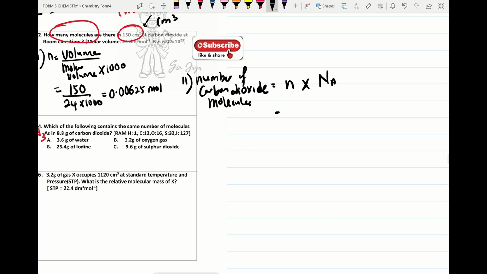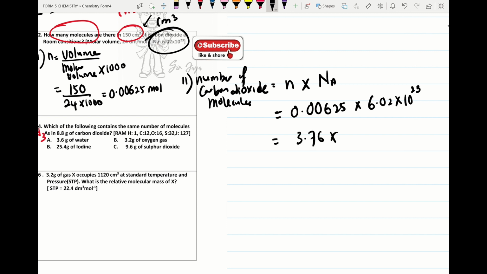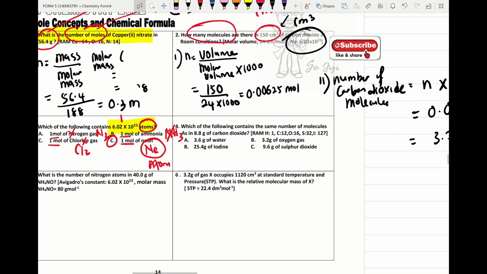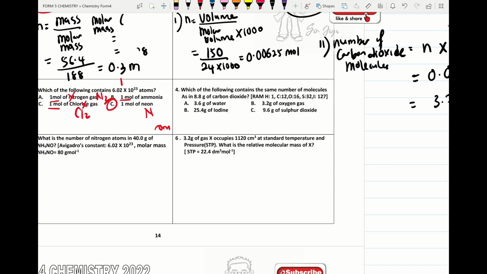All right, so the number of moles is given, 0.00625, times the Avogadro constant already given here, 6.02 times 10 to the power of 23. So the answer will be 3.76 times 10 to the power of 21 molecules of carbon dioxide. All right, we check question number 4.